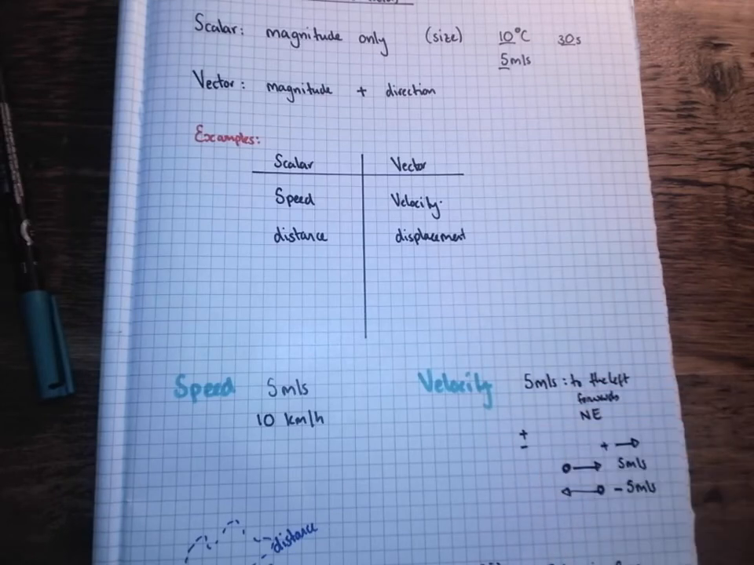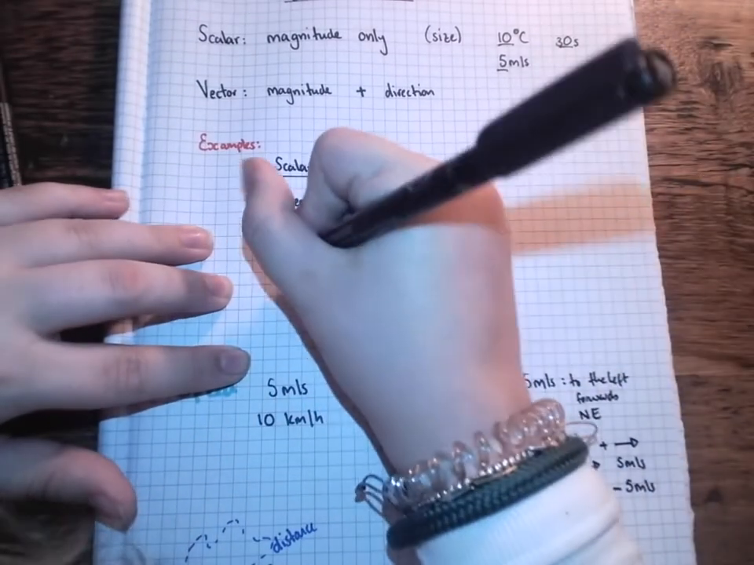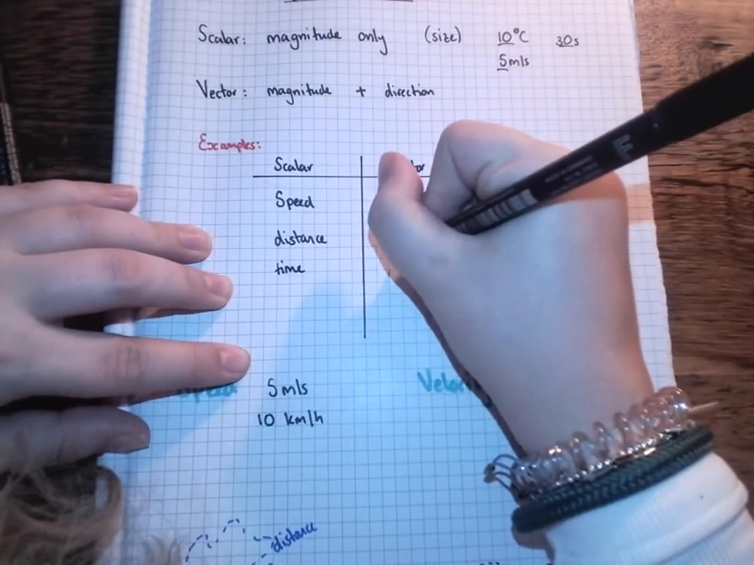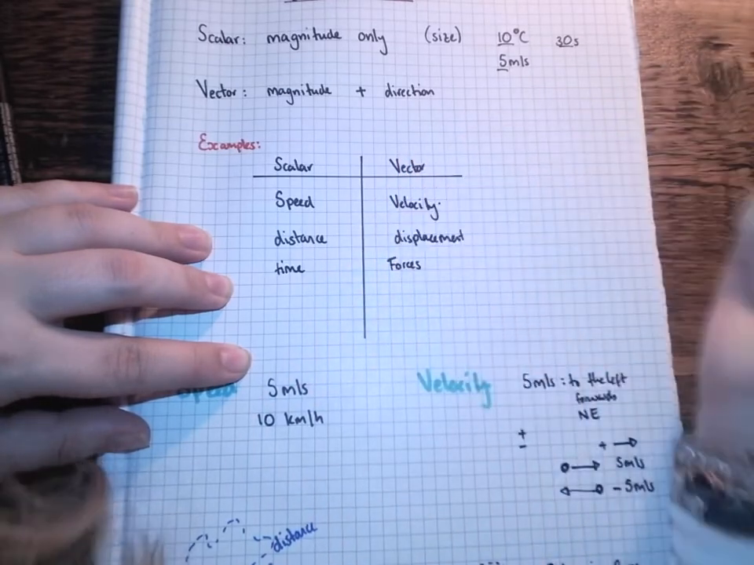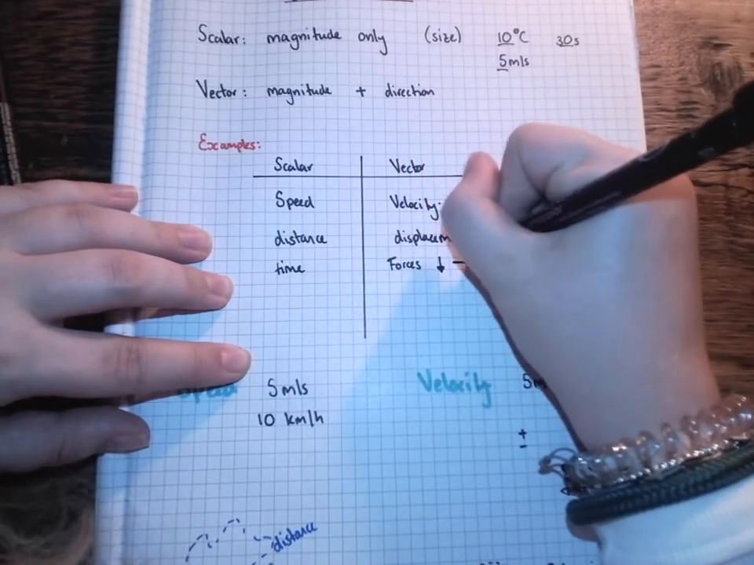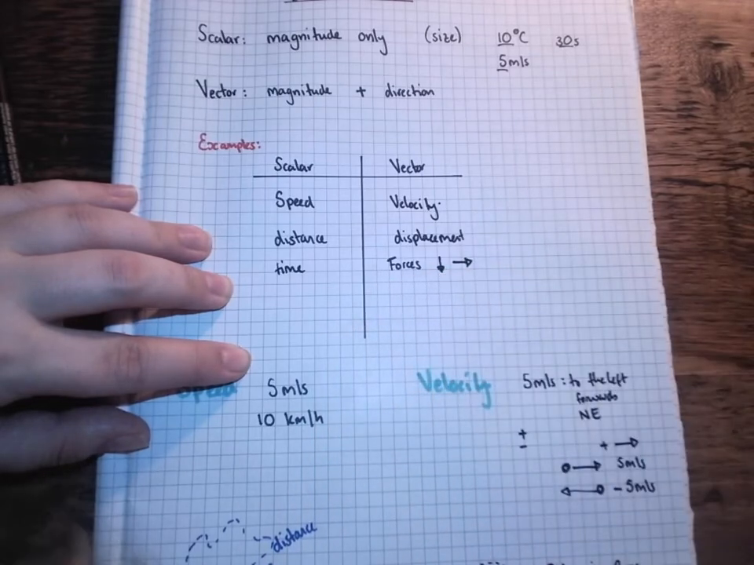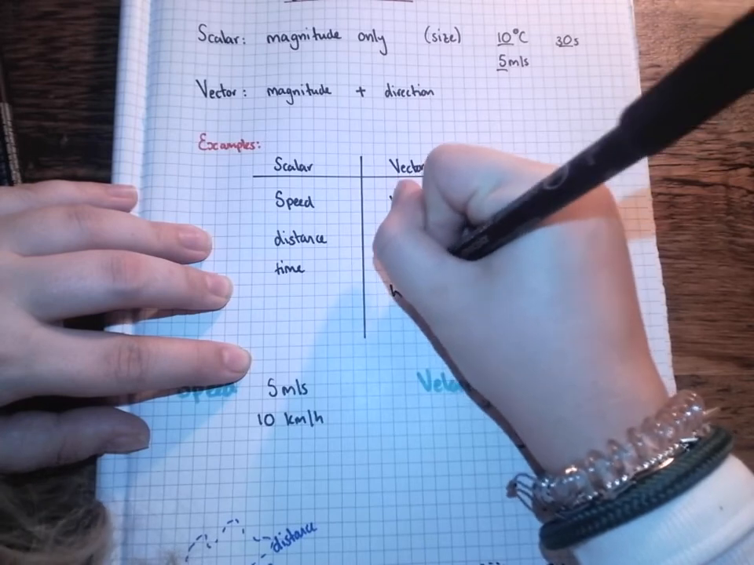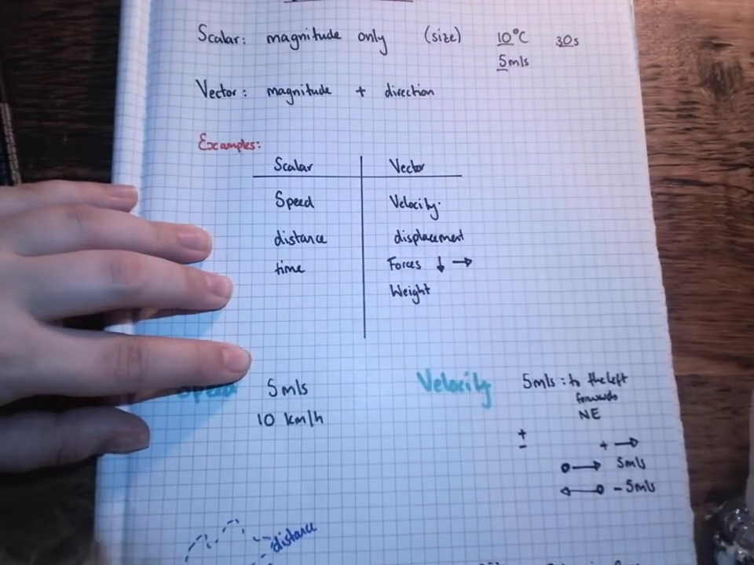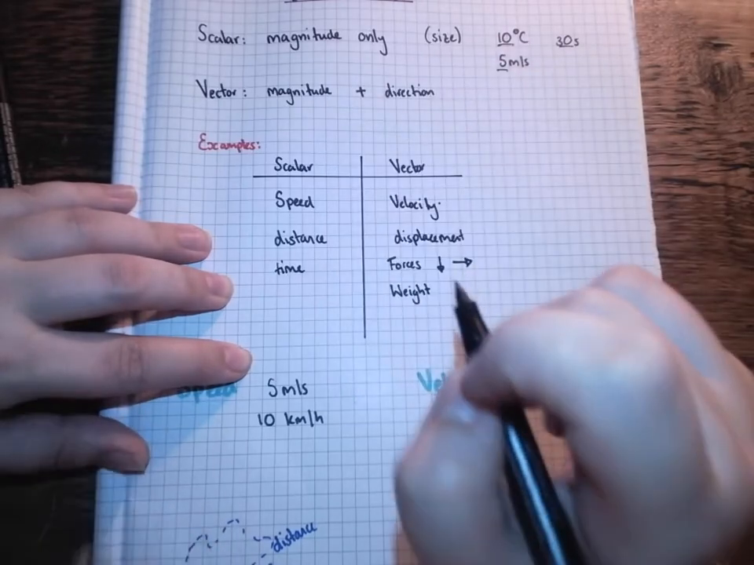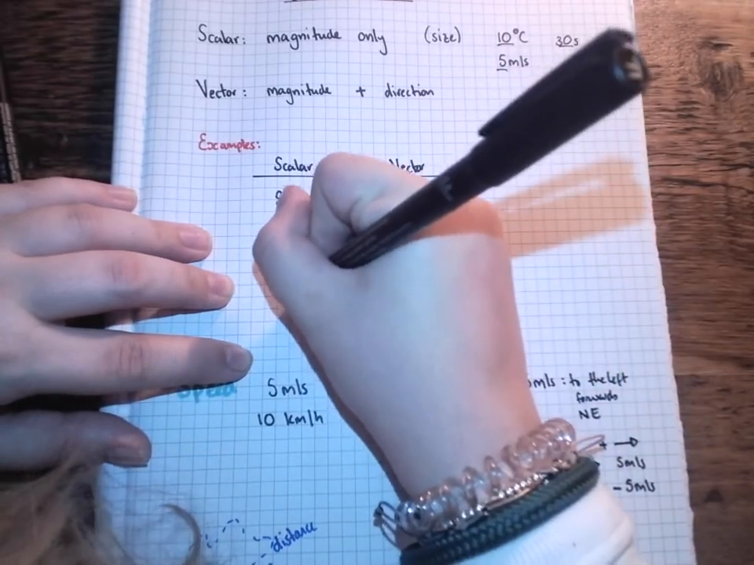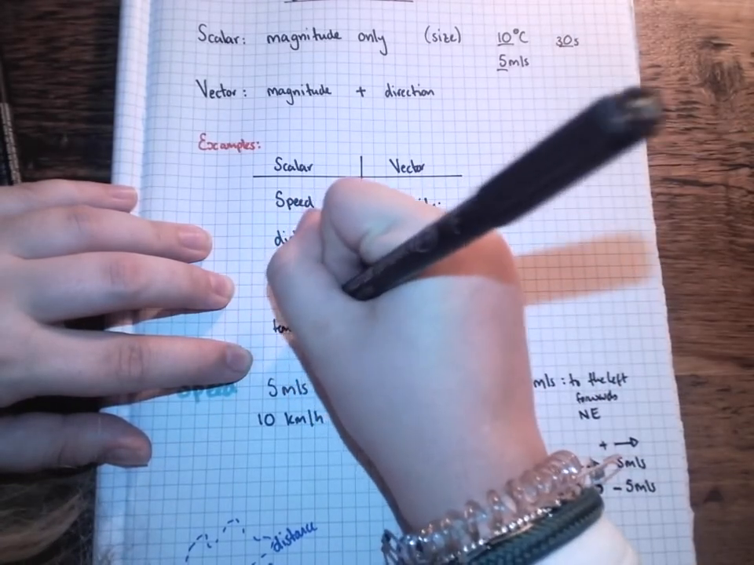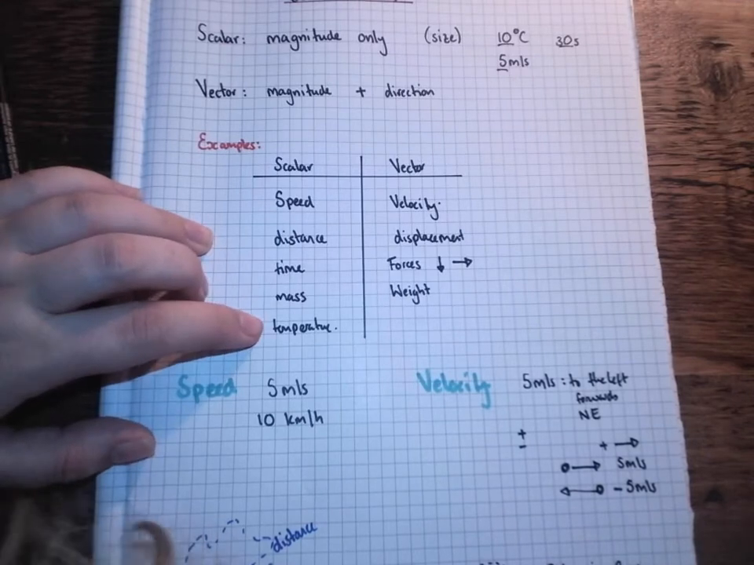So other examples then of scalars. One we used before was the idea of time. Time is a magnitude. For vectors, something else that we have covered is forces, because forces have a direction: they can be moving down, to the left, or to the right. So forces are vectors, which means weight, because weight is a force. Whereas mass, just being the amount of kilograms that something is, doesn't have a direction, so mass would be a scalar. Another scalar is temperature, because that just tells me the value of what temperature the object is at.